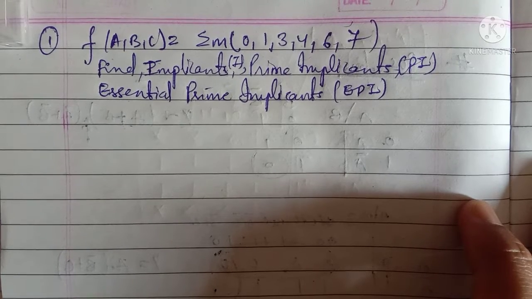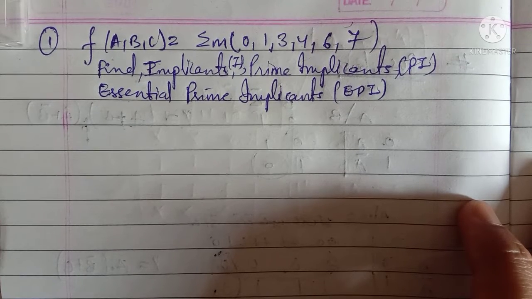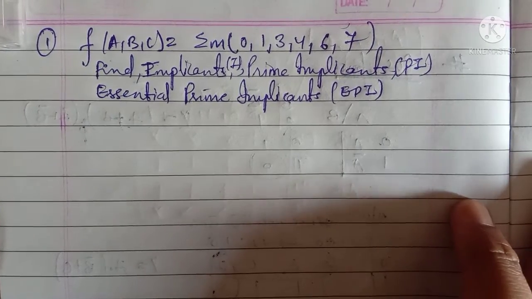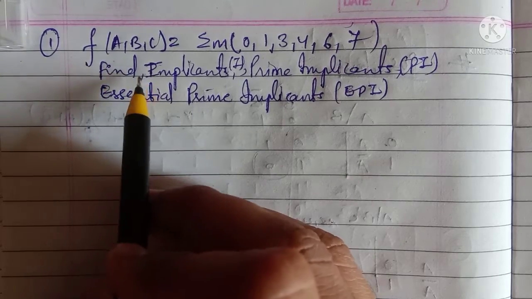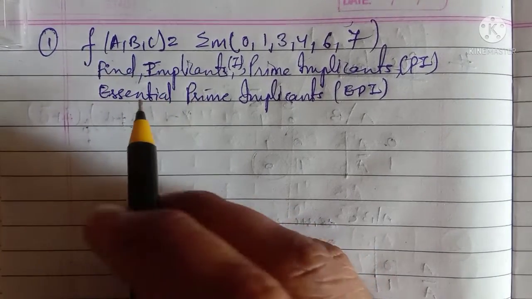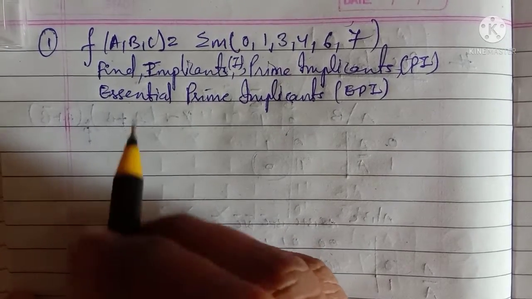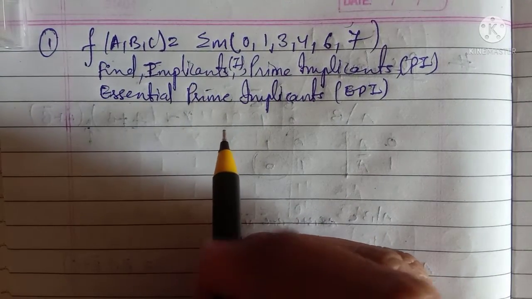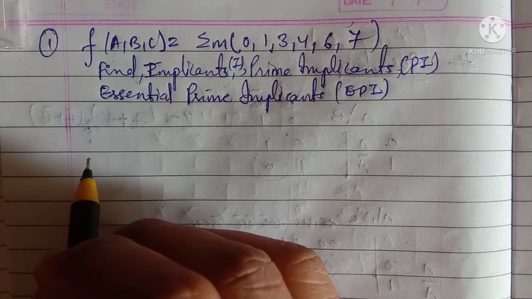So again we are back on my digital electronics series. In that we have completed the K-map and some of the remaining topics related to the K-map. So we are continuing. I took a question over here. We'll solve the question and some of the topics will become clear: implicant, prime implicant, and essential prime implicant. This is also based on the K-map only, so that's why I took this topic.